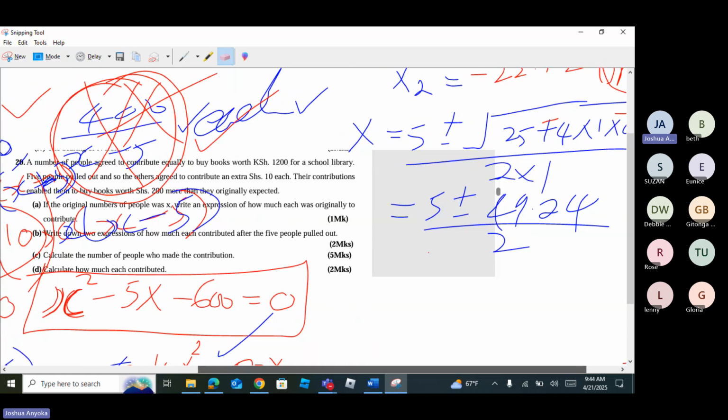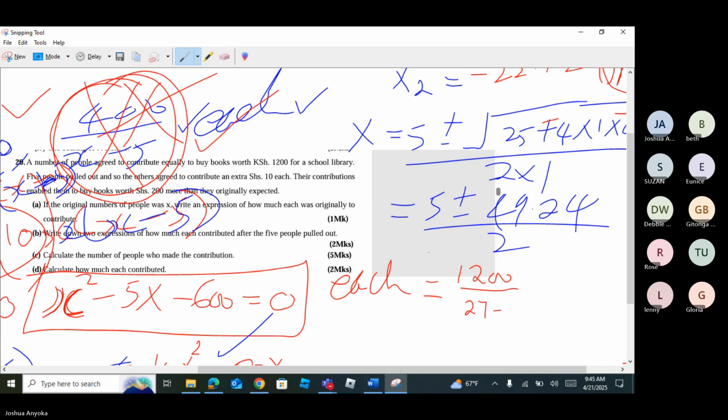Okay, let's use 27. So calculate how much each contributed. When you are asked how much each contributed, we work with the people who are there. So we work with 1200 divided by X, 27 minus 5. So it is 1200 divided by 22.